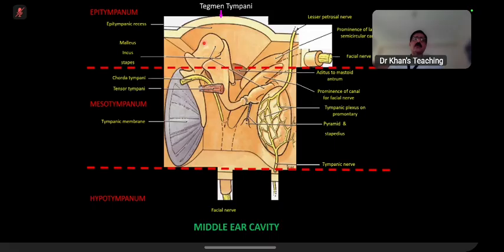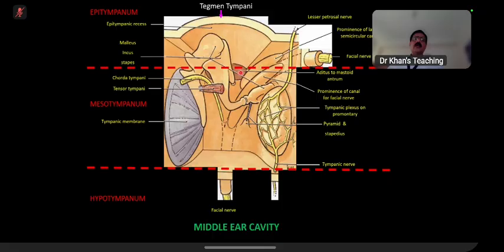So this portion superior to that is the attic or the epitympanum, where the head of the malleus and the incus is. And this bone is the tegmen tympani, which is in between the middle ear and the brain. Now, posteriorly, there is an opening here which is known as aditus ad antrum, because on the other side is the mastoid antrum and then the mastoid air cells.